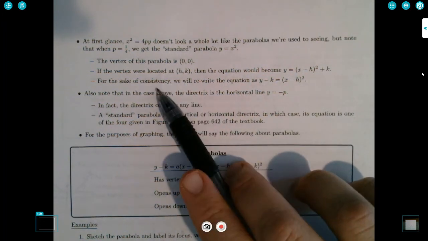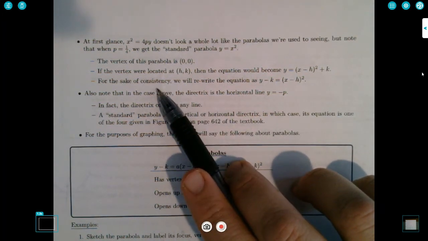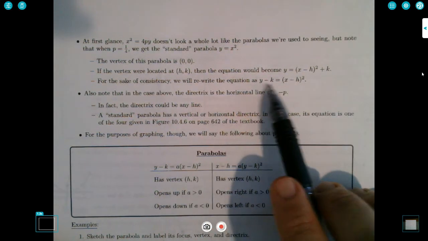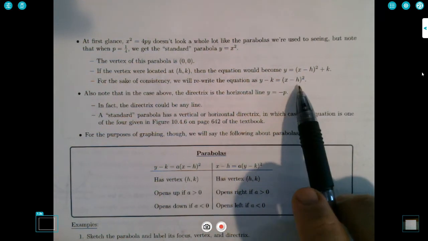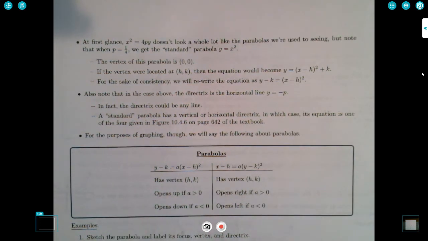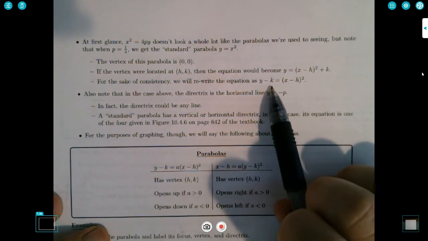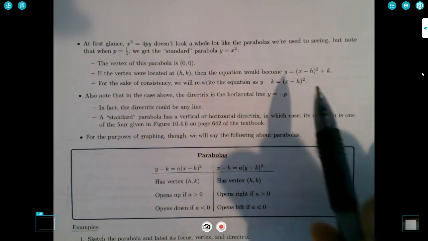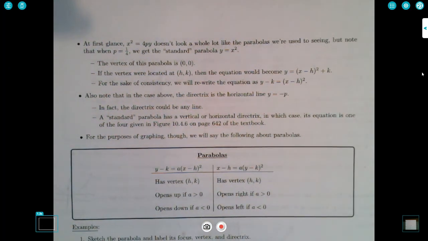For the sake of consistency, and you'll see this with the rest of the conic sections, we're going to move this constant over so that we've written it in the form y minus k equals x minus h squared. And the reason for that is because then you know that you always change the sign on h and k to tell where the vertex is in the case of a parabola, or where the center is in the case of a hyperbola or ellipse.